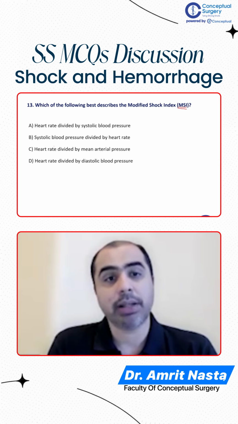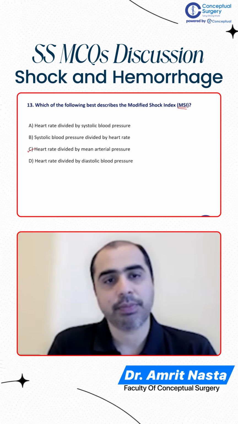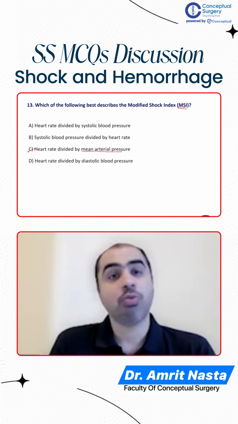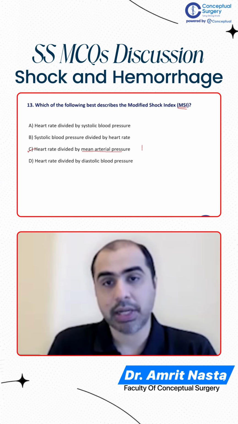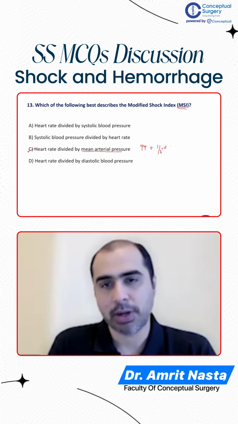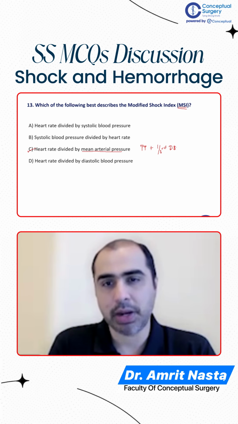are going to divide it by the mean arterial pressure. Okay, you are going to divide it by the mean arterial pressure. You must know how to measure mean arterial pressure. It is going to be the pulse pressure plus 1/3 of your diastolic blood pressure. That is your mean arterial pressure.